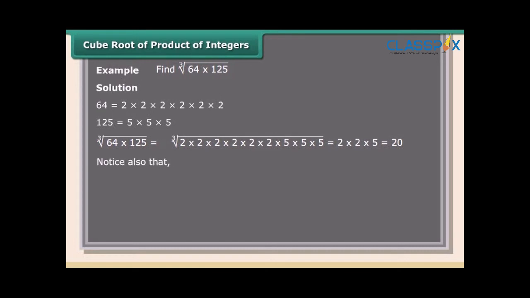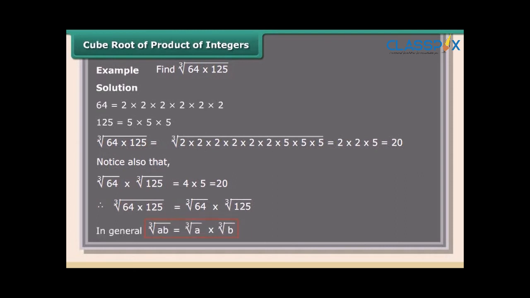Also notice that the cube root of 64 × the cube root of 125 is equal to 4 × 5, which equals 20. Therefore, the cube root of 64 × 125 is equal to the cube root of 64 × the cube root of 125. In general, the cube root of AB is equal to the cube root of A × the cube root of B.